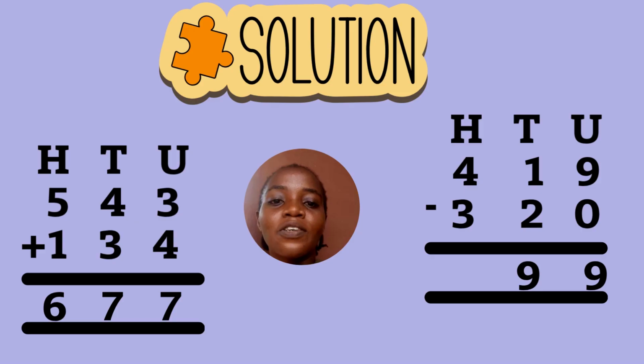Don't forget that under the hundred place, we now have 3 up, 3 down. 3 minus 3 equals 0. You can decide to write your 0 or just leave your answer like that.